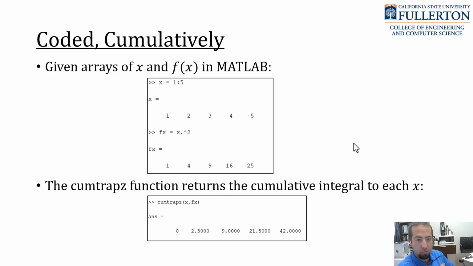So the integral from x1 to x1 is 0. The integral from x1 to x2 is 2.5. From x1 to x5 is 42, just like we found previously. And that's how we integrate numerically using MATLAB.